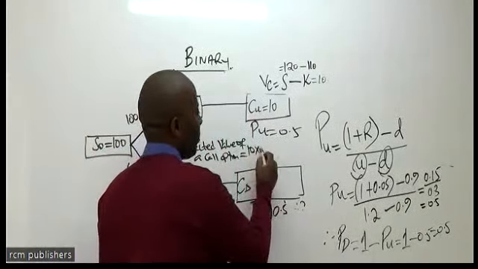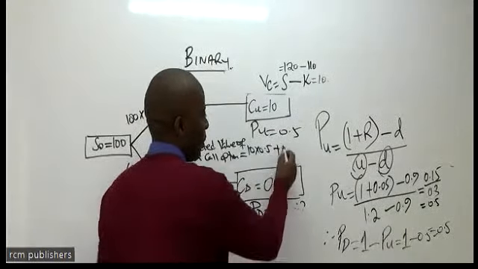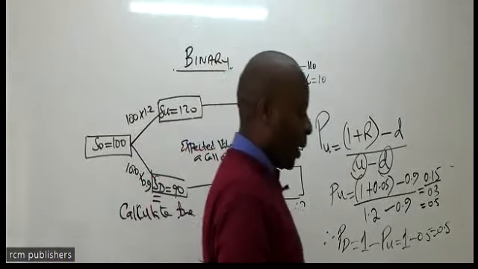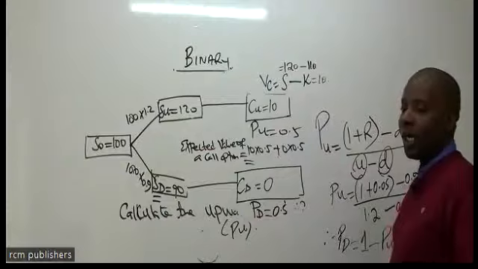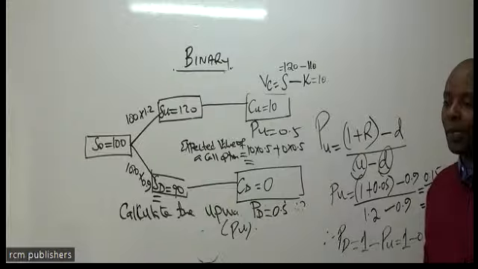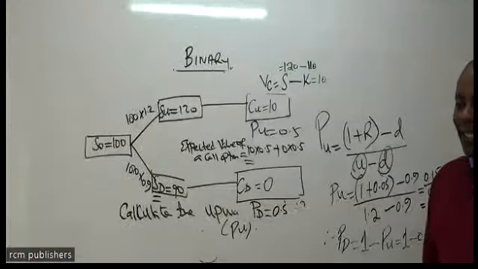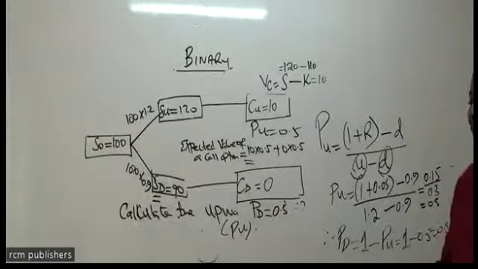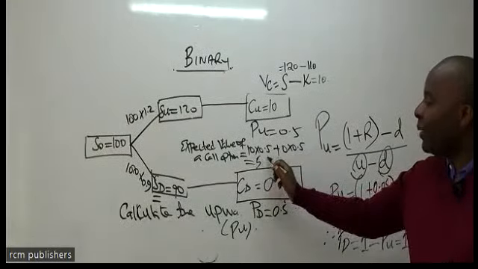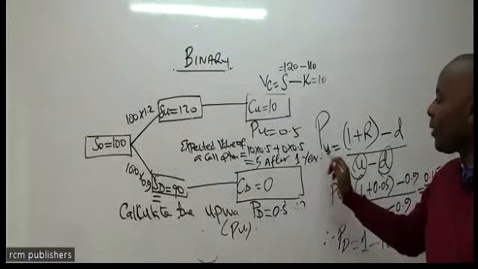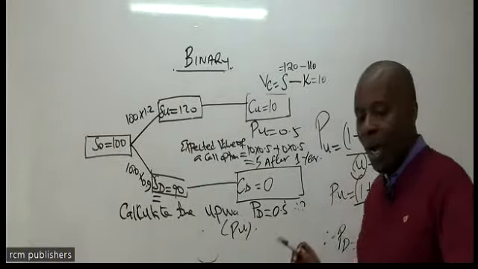So it will be 10 times 0.5 plus 0 times 0.5. What does the expected value of a call option come to? They say the answer is 5. But now remember that this is coming after 1 year.